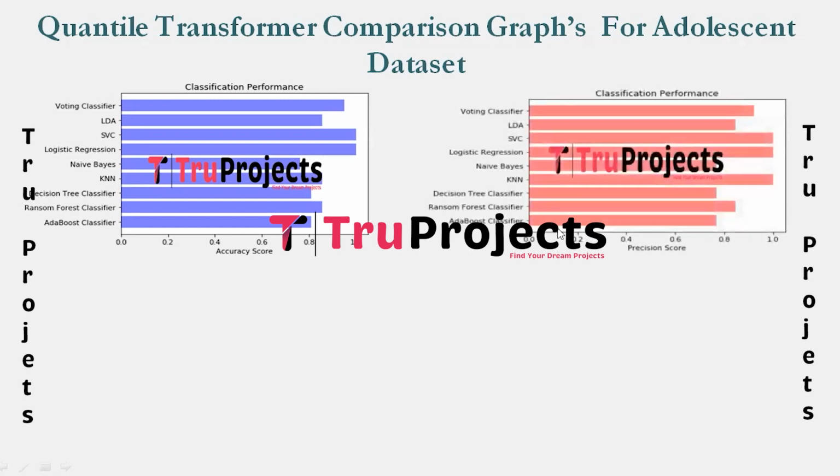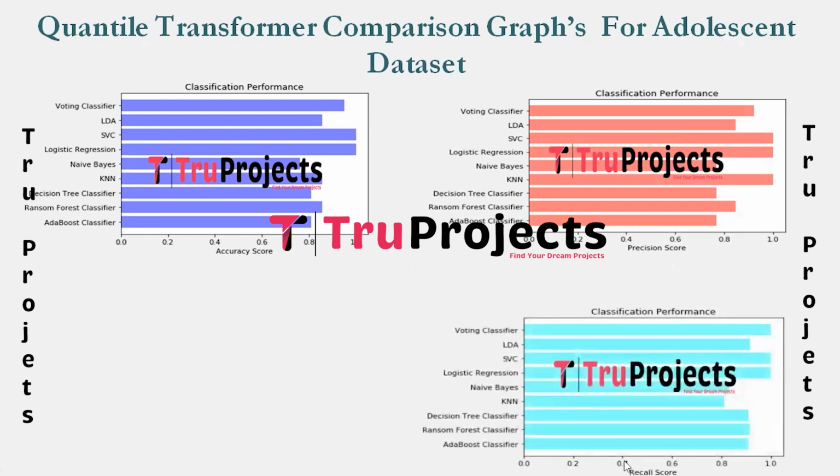This is the precision score comparison graph where the x-axis represents precision score for each algorithm and the y-axis represents algorithm names. Precision is a metric that quantifies the accuracy of positive predictions made by a model. It is defined as the ratio of true positive predictions to the total number of positive predictions, which are the true positives and the false positives.